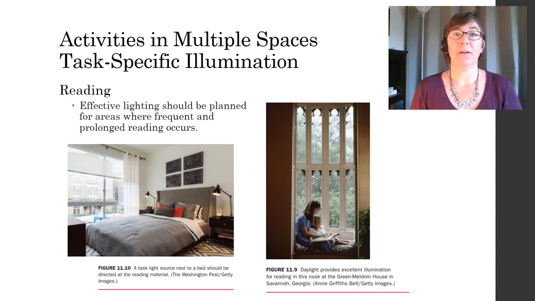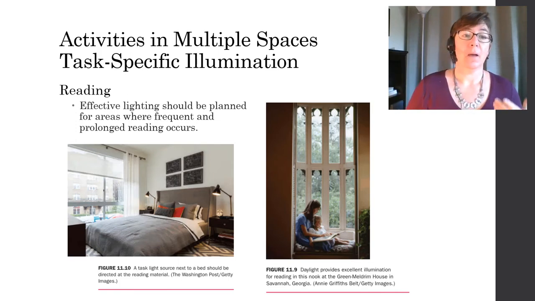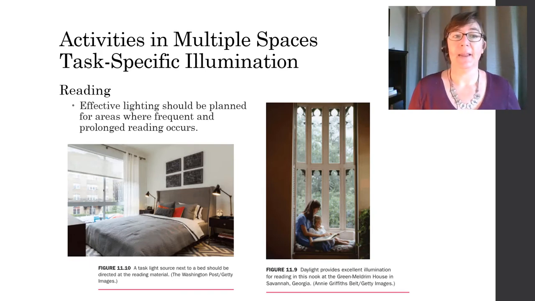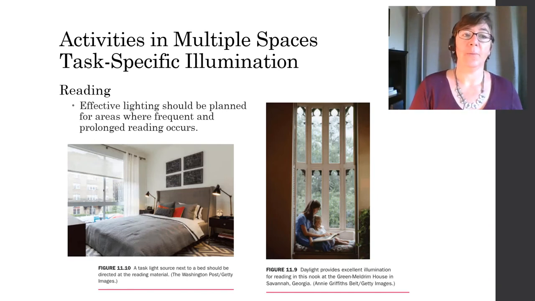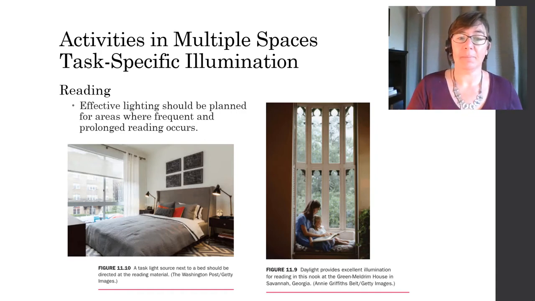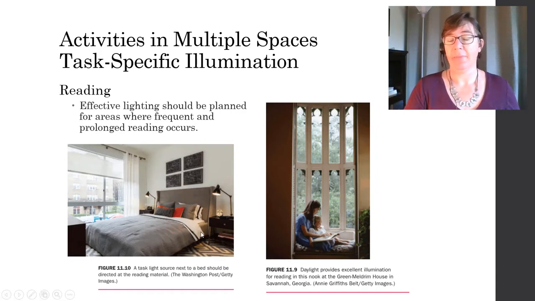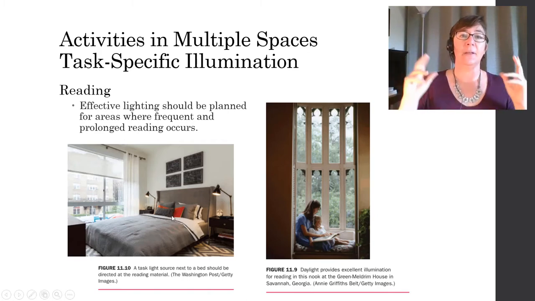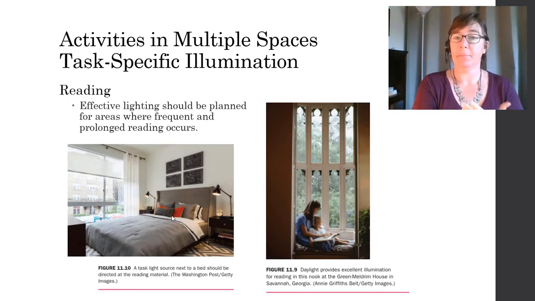Our first example here of task-specific illumination is for the task of reading. It's important to plan some effective lighting anywhere where you expect reading to occur in frequent or prolonged action. And here's one example of a reading location at the bed. Many people read in the bed. And so you've got a task light source here, and it needs to be pointed at the reading material. All right, you can't have it in the opposite direction, pointing at the back of the book. You need to have it pointed towards the reading location.